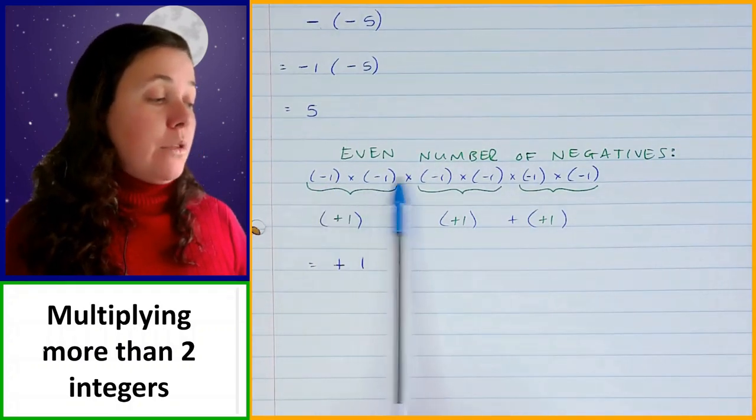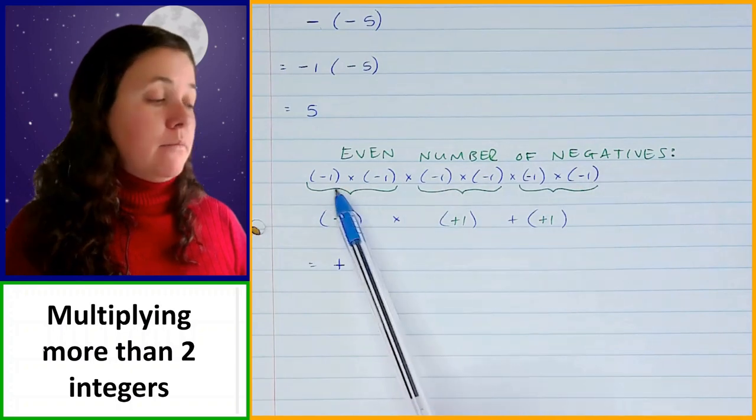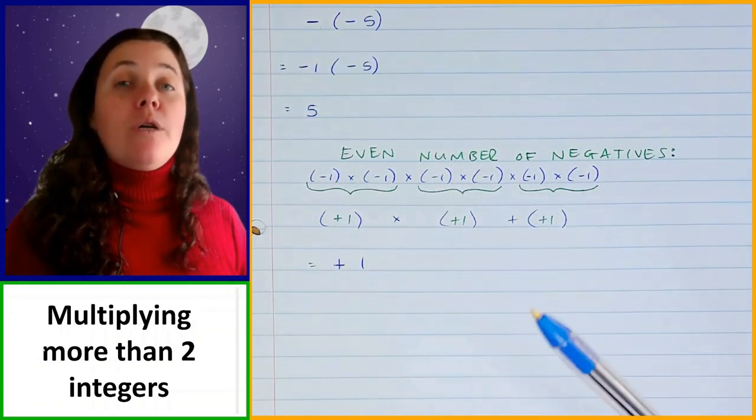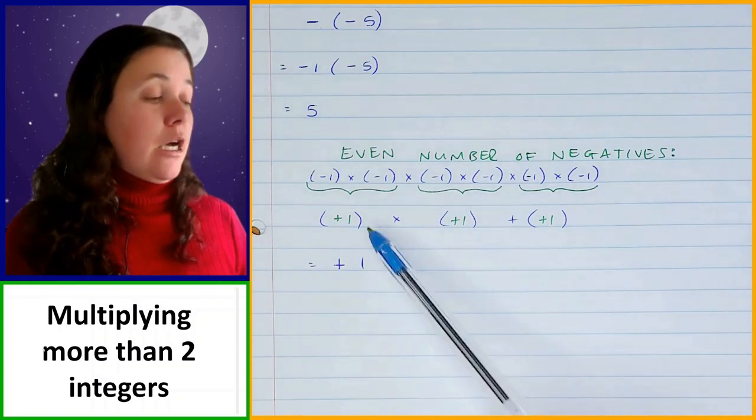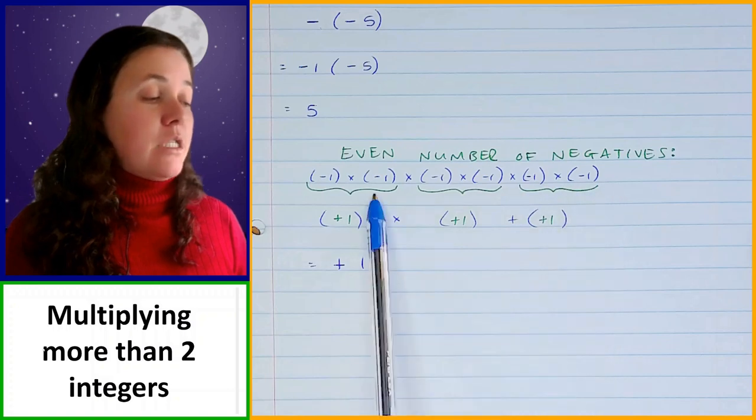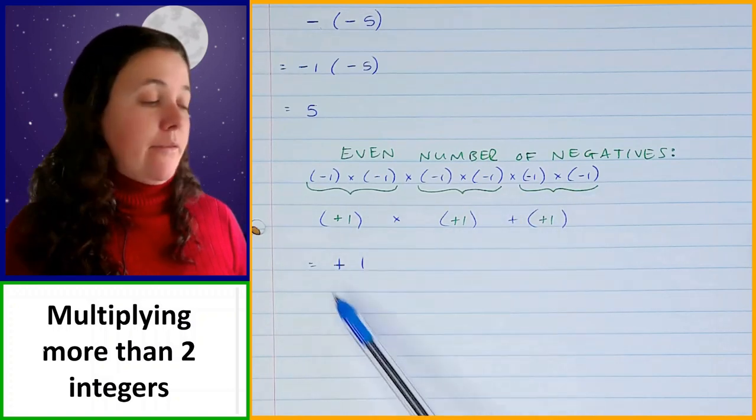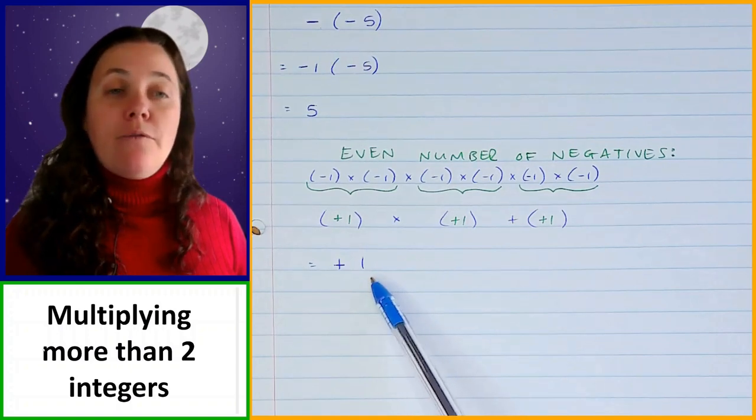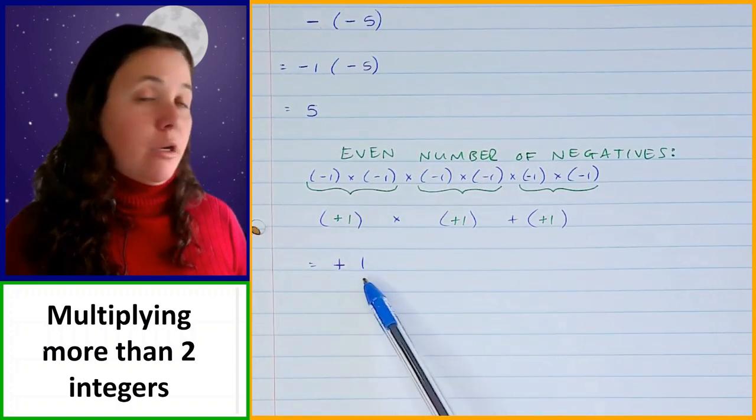Okay, the absolute value part of it, where we're multiplying the numbers together, still works the same as it did when we had only two integers that we're multiplying together. So we would multiply all the absolute values together and see what we get for the absolute value part of our integer, the number part of our integer.